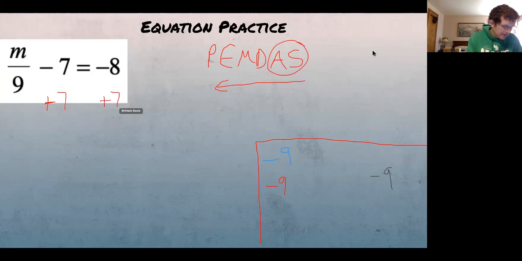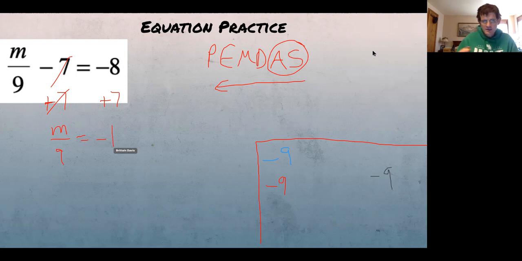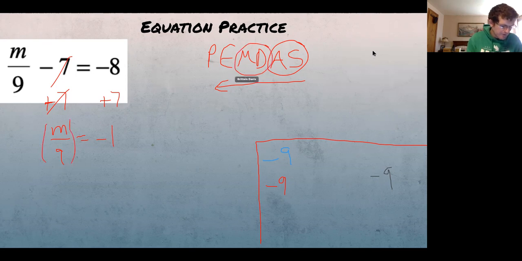And those cancel out. I'm left with m divided by 9 equals -8 plus 7. Again, that's kind of moving right on the number line. So that's going to move me up to -1. If that doesn't make sense, again, kind of put a star by this problem and we can look at it after class.